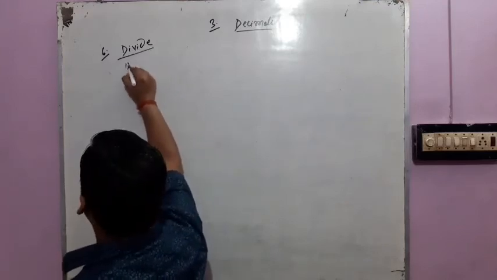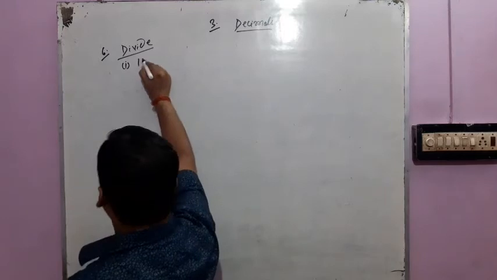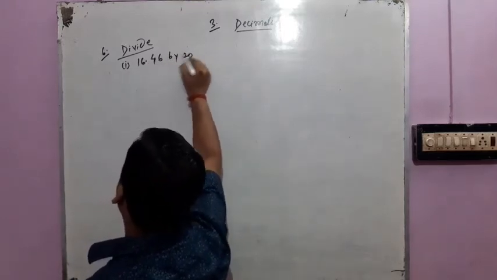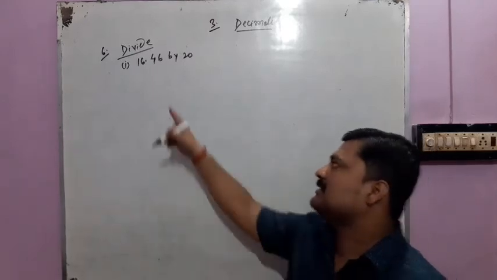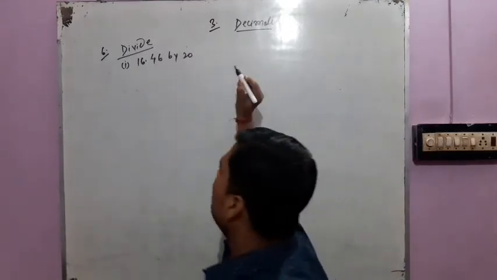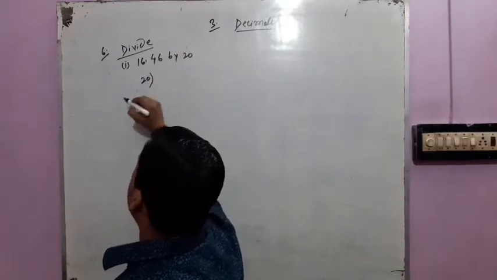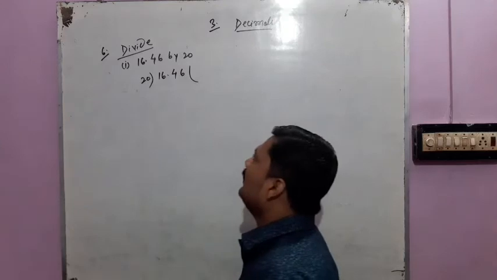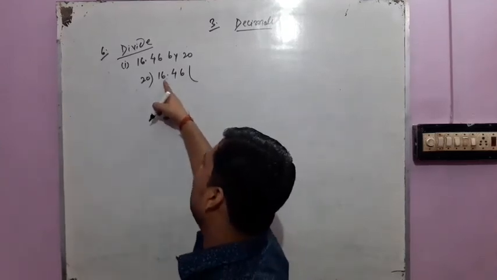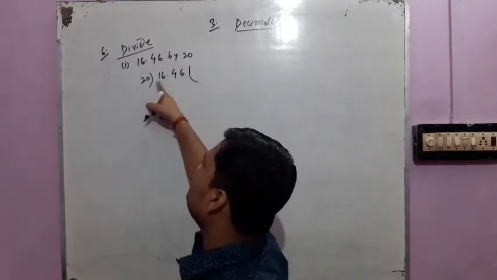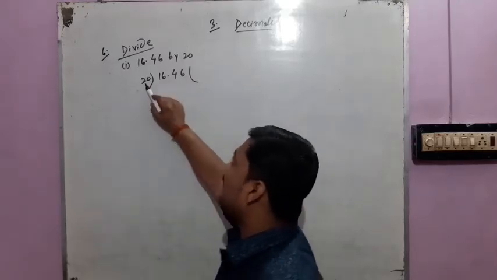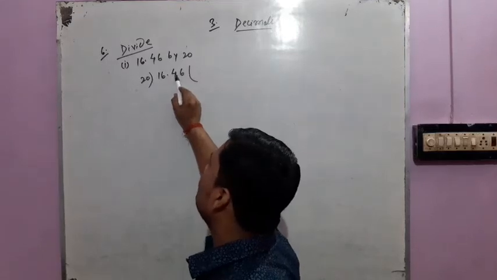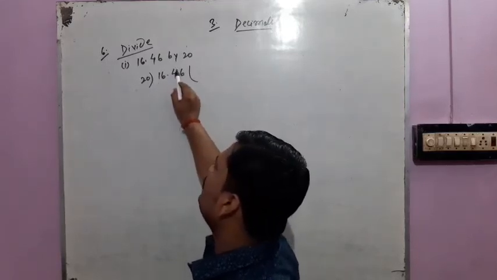The first question, students, is 16.46 by 20. What we have to divide here is 16.46 by 20. So we will take 20 as the divisor and 16.46 as the dividend. Now, is the number before the decimal, 16, divisible by 20? No, it is less than 20.